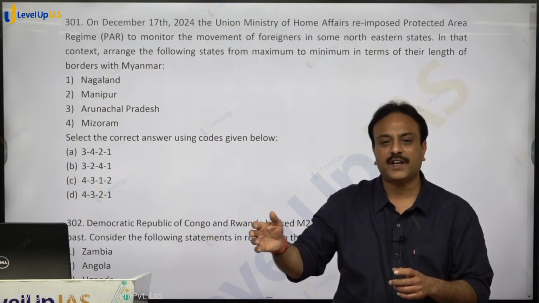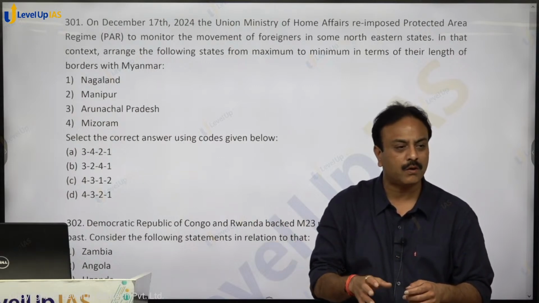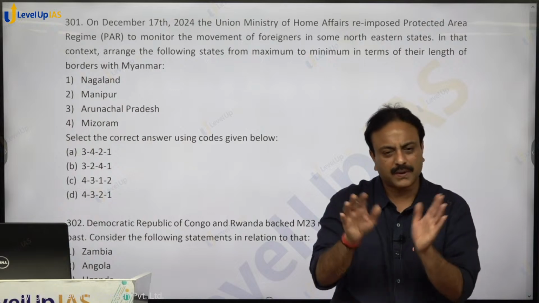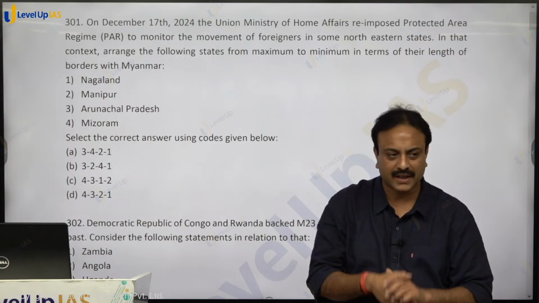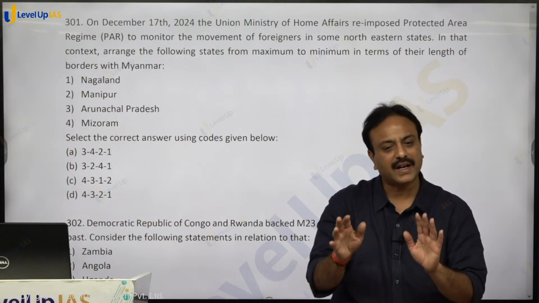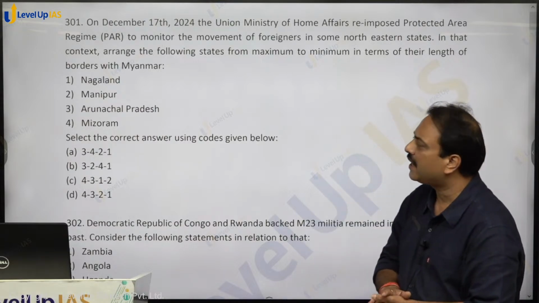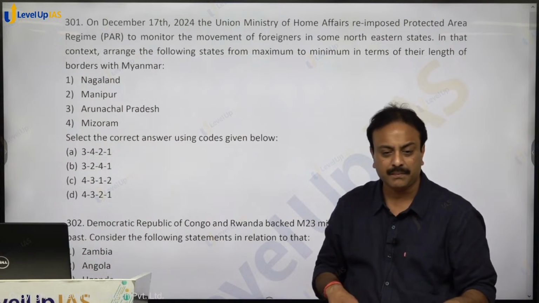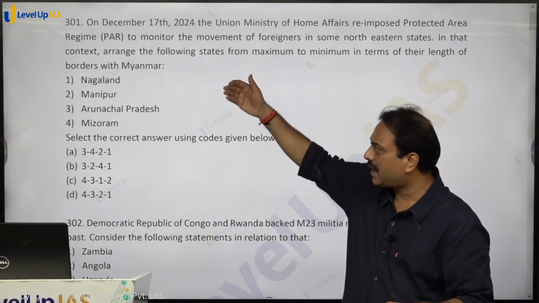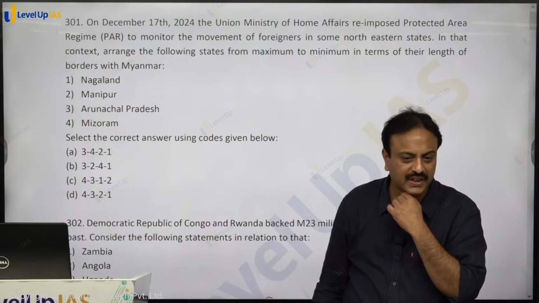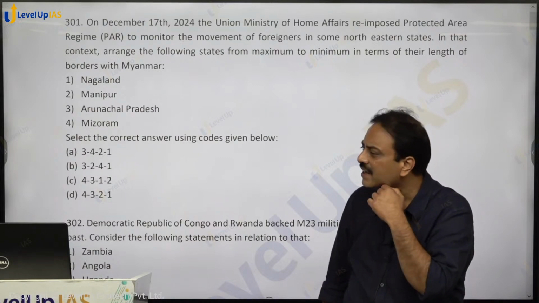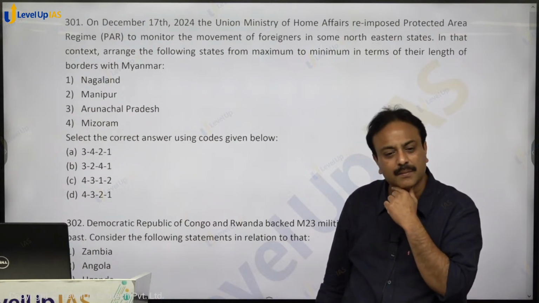Earlier it was like 40 kilometers on both the sides of the border, people were allowed. It was reduced to 16 kilometers. Further restrictions were imposed on that, right? Then it was waived off. Then again restrictions are imposed, right? So that is the protected area regime. It is against the free movement regime. It was imposed, and all these 4 states are having borders with Myanmar. They are Nagaland, Manipur, Arunachal and Mizoram.